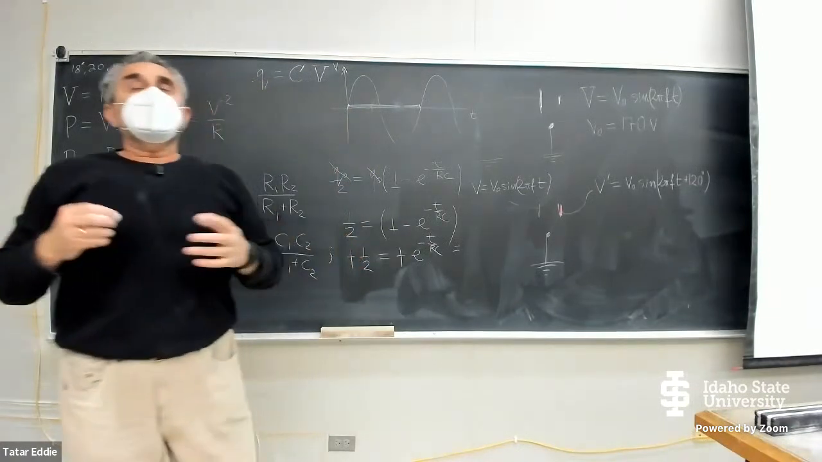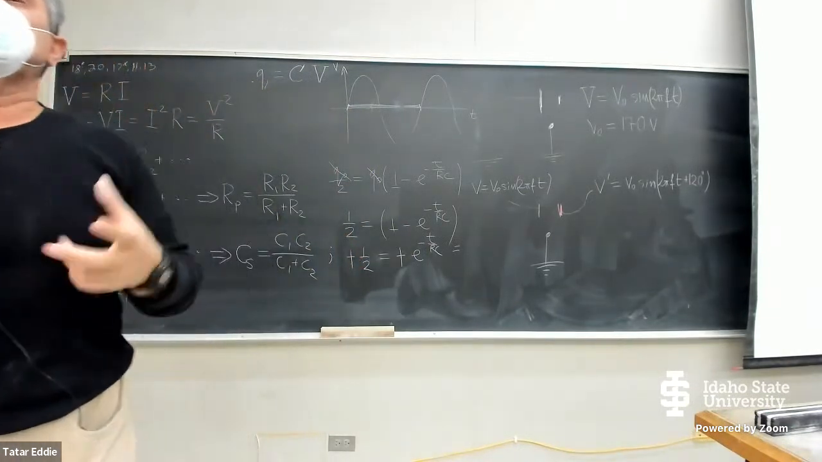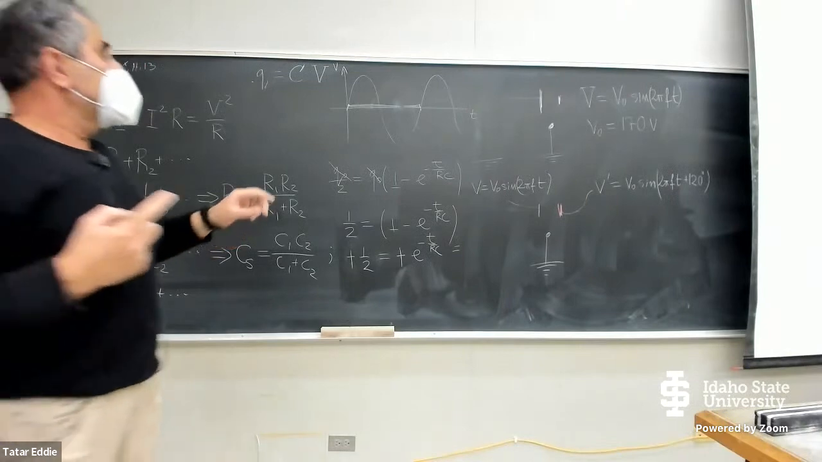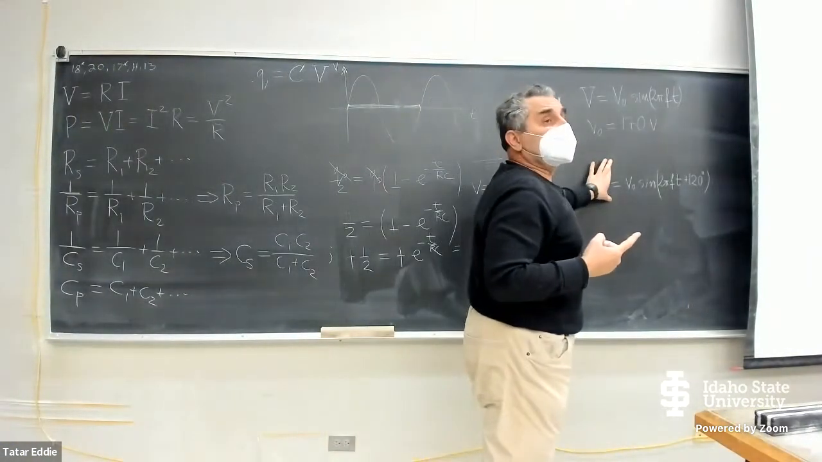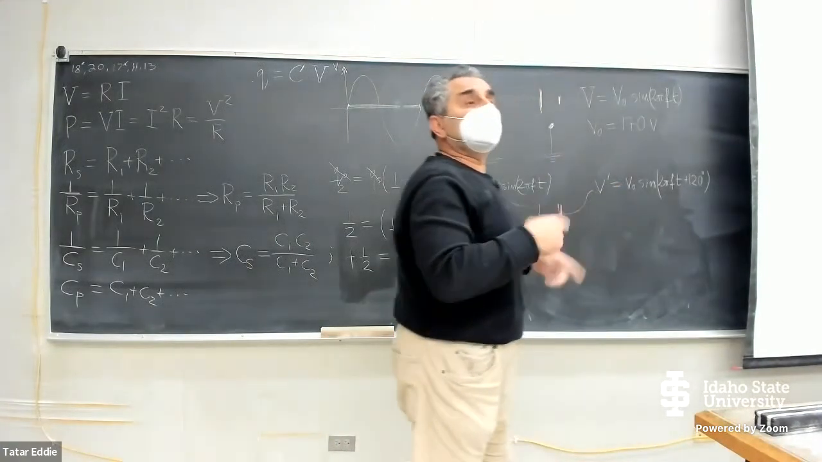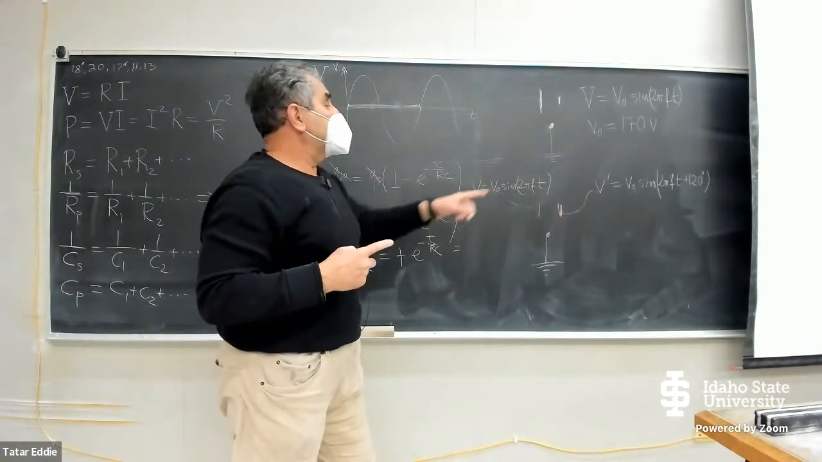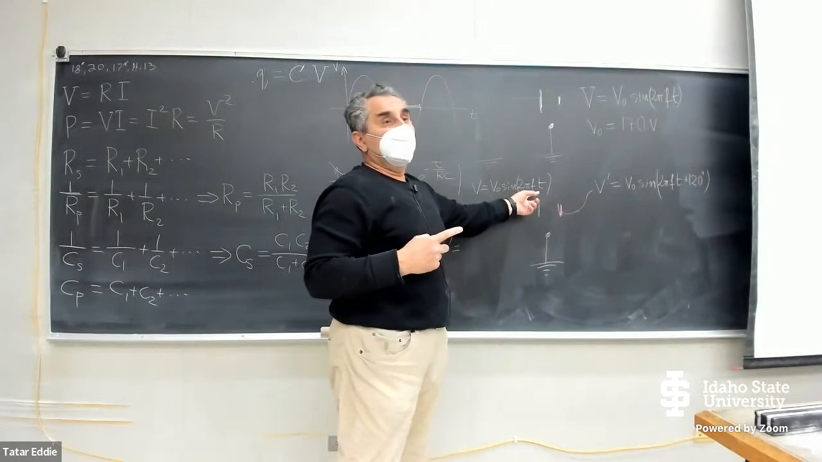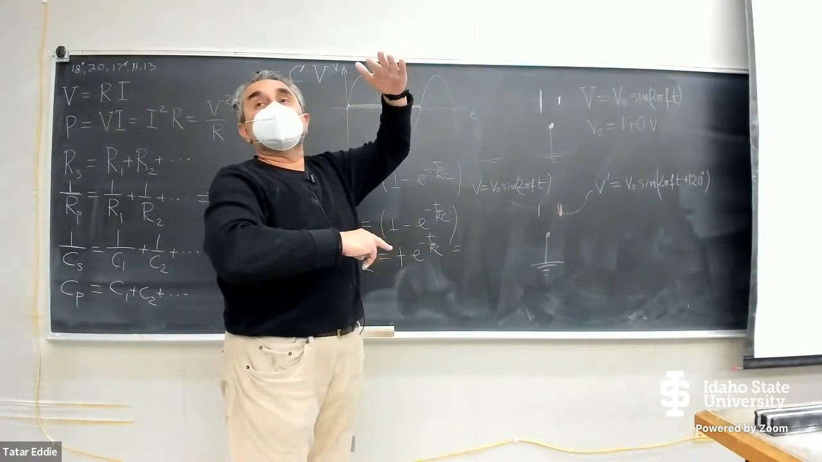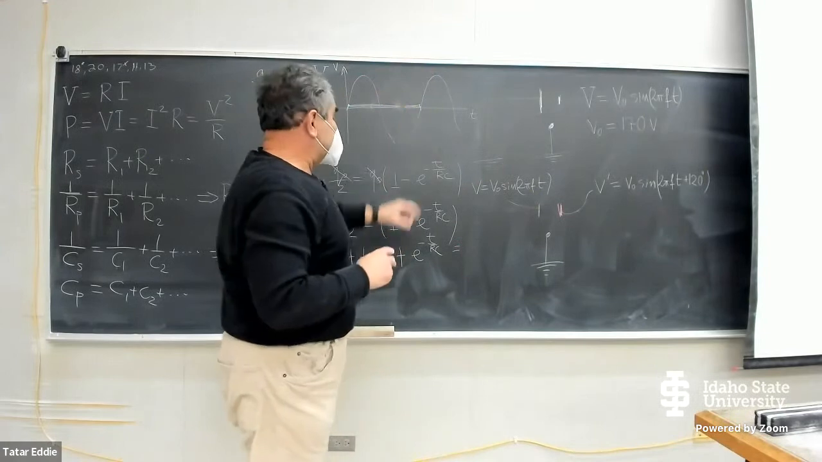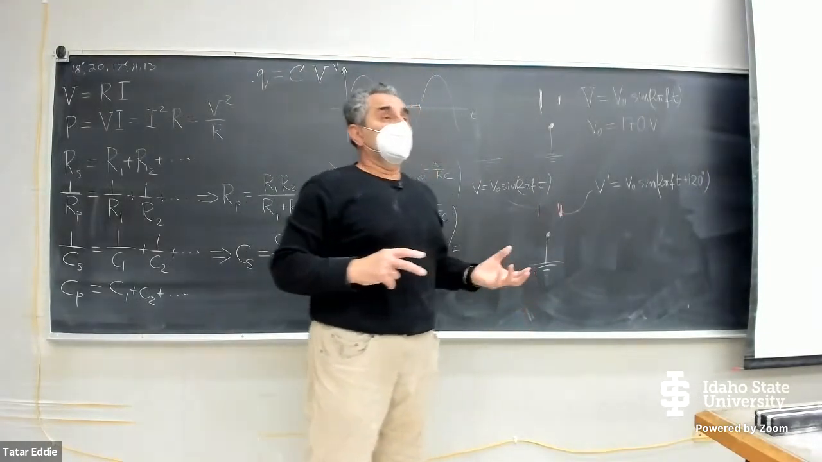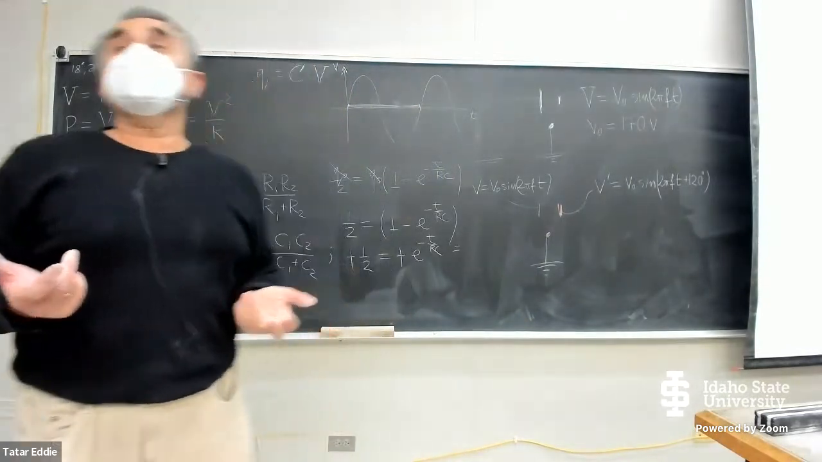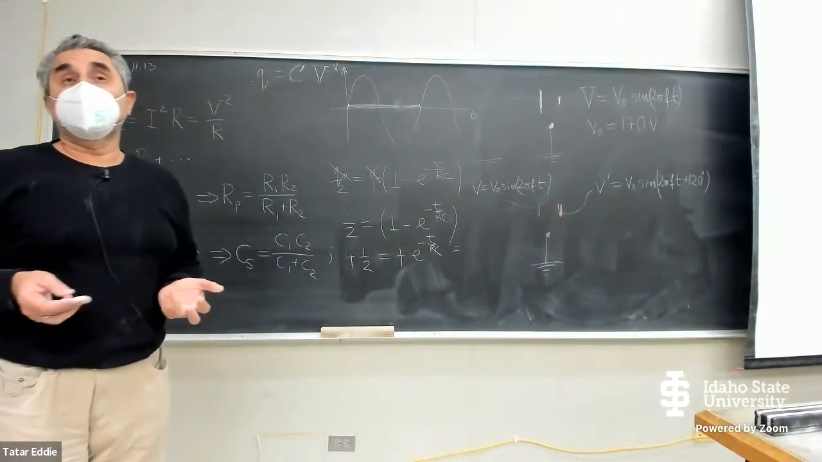And if you use trigonometric identities, you're going to see that the difference between V and V prime is going to be another sine function with the same frequency, but double the amplitude. So the RMS value of this voltage is going to be 240 volts.